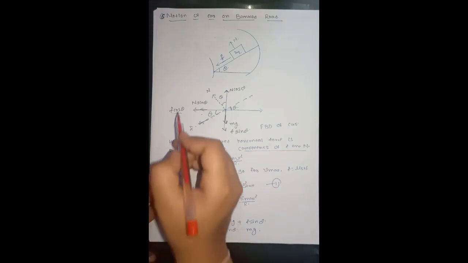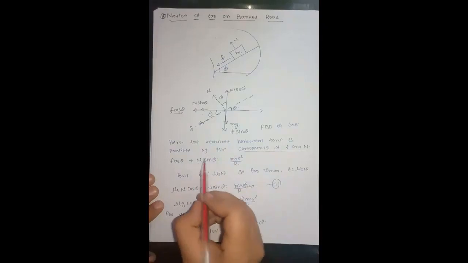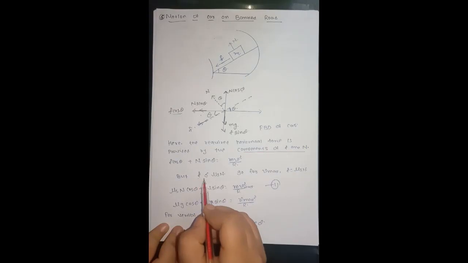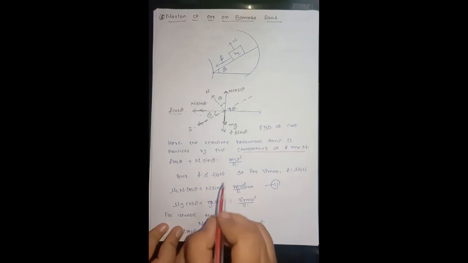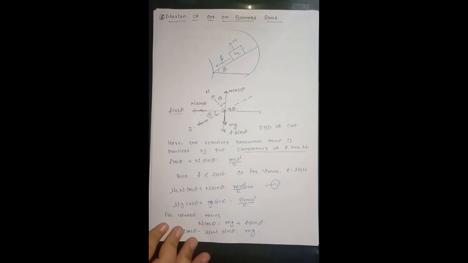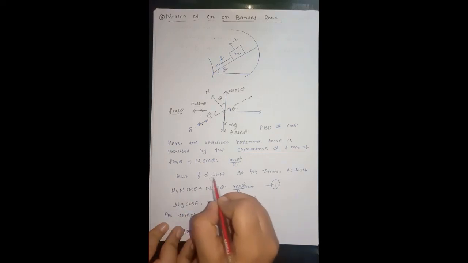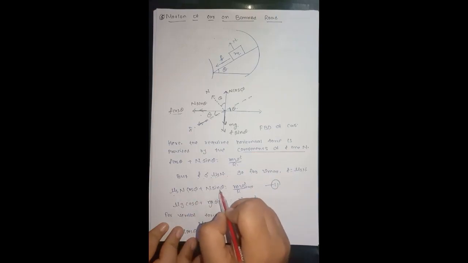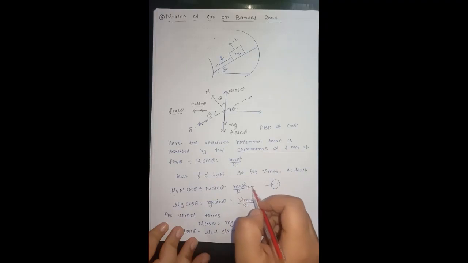So we can write F cos theta plus N sin theta is equals to mv square by r. But the friction force should be less than or equal to the mu s n, that is limiting friction. So for maximum velocity, F is replaced by mu s n. So mu s n cos theta plus n sin theta is equals to mv square by r. This is equation 1. Further, we can write n is equals to mg cos theta.